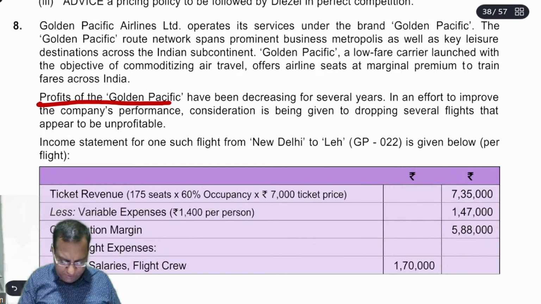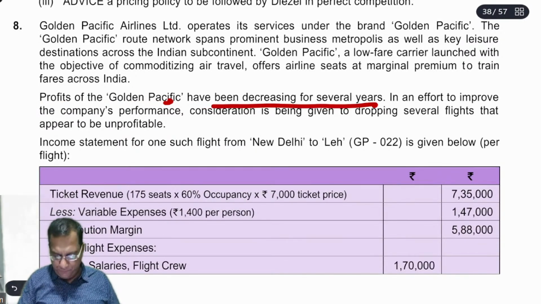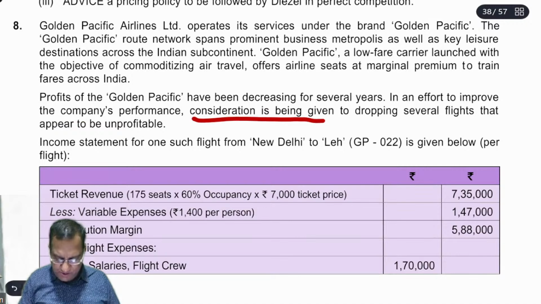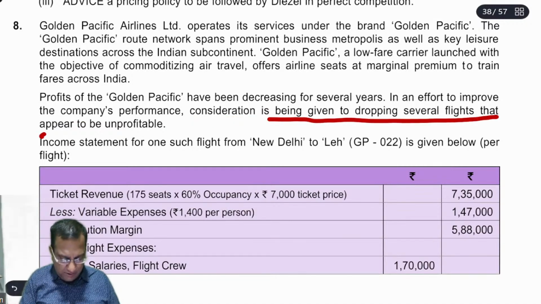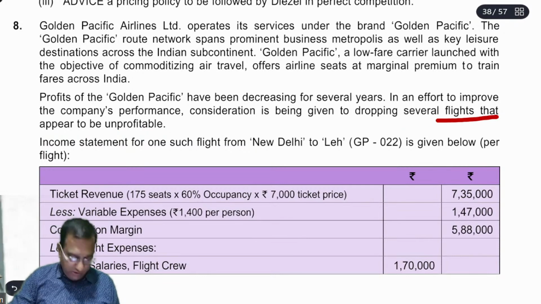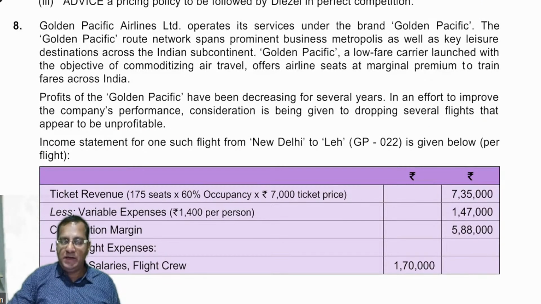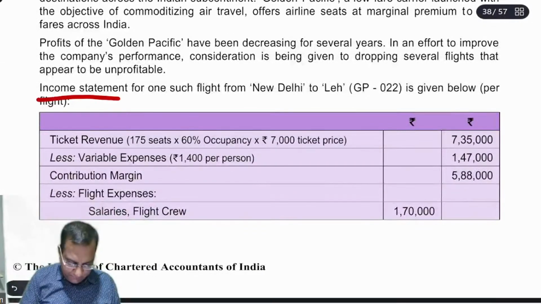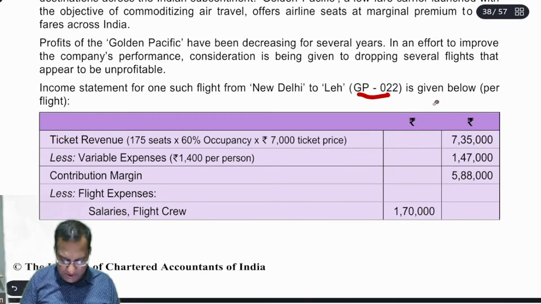Profit of the Golden Pacific has been decreasing for several years. In an effort to improve the company performance, consideration is being given to dropping several flights that appear to be unprofitable. Now this para is important. Profit of the brand has been declining over the years. So the first alternative that has been considered by the company is to drop those flights which appear unprofitable. Okay. Income statement for one such flight which flies from New Delhi to Leh, this is the flight number, is given below. These are the details given on a per flight basis.